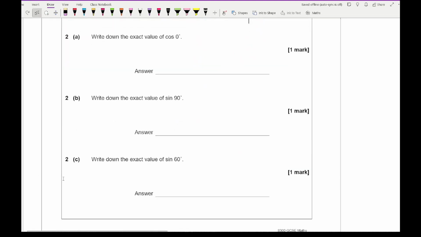Then for question 2a, it says write down the exact value of cos 0. Now, typically when you're revising these, you don't really include the 0 and the 90, but it is still on the syllabus, so you still need to learn them.